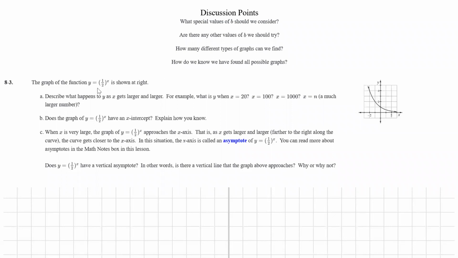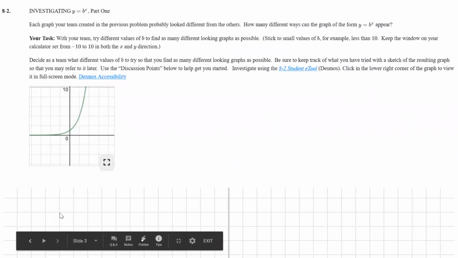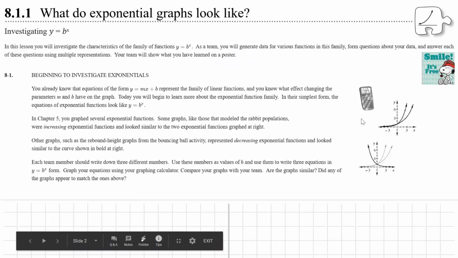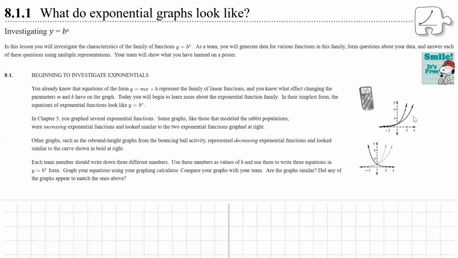The graph of the function y equals 1/2 to the x is shown at the right. Wait, I feel like we did not answer all the questions. I need to go back for number 2 or number 1. So these were the graphs we got, right? When we made B bigger, it went higher, faster. When B is smaller, it still goes up, but it doesn't increase as fast. And this is case number 3: instead of going up, this graph is going down. How can we make the graph go down?